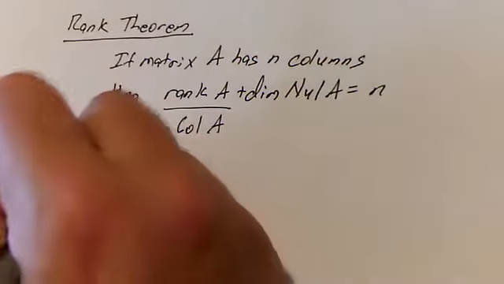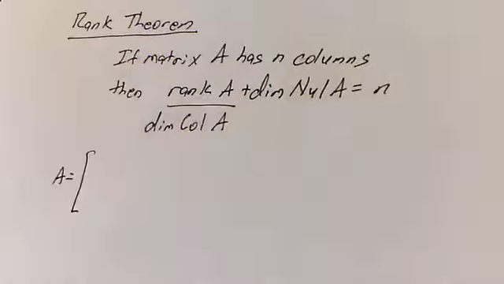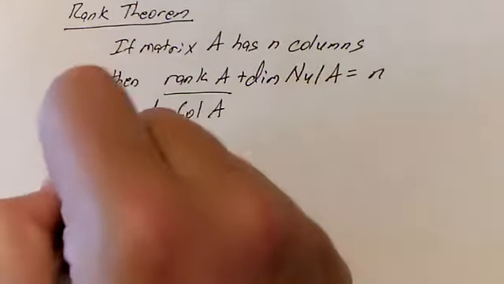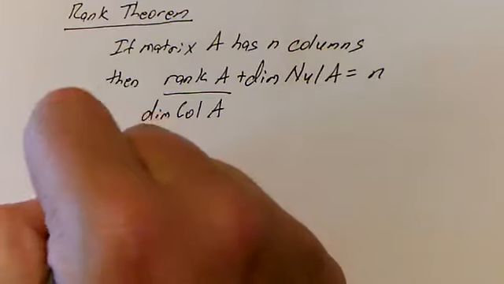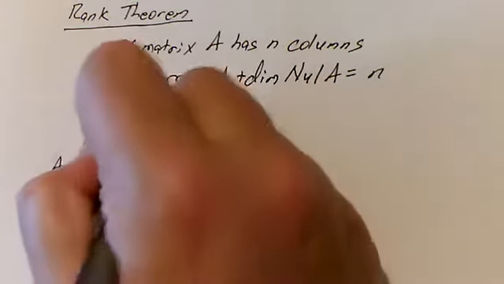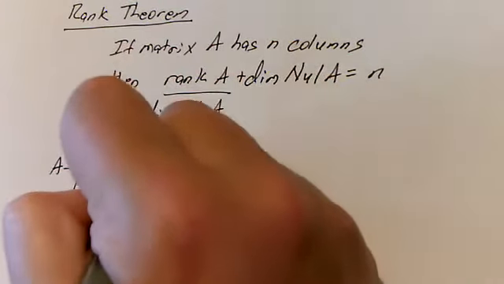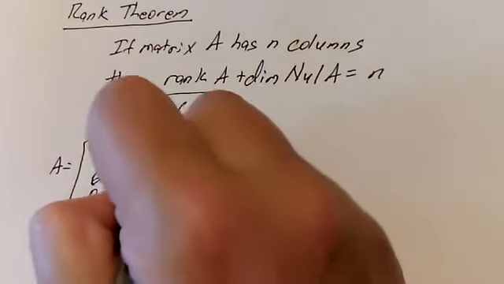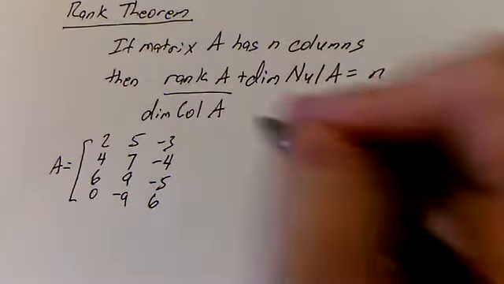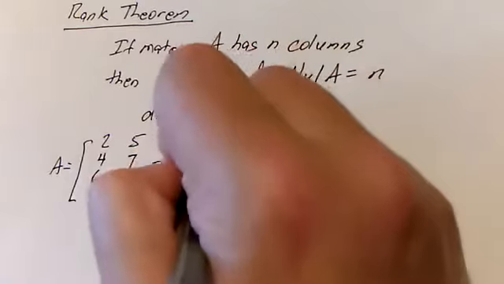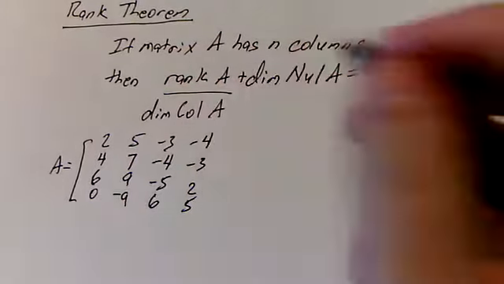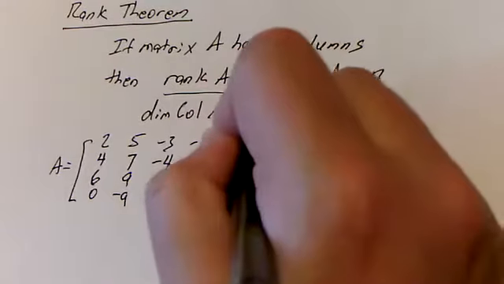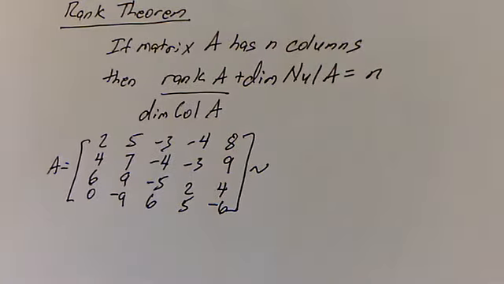So let's use that here in a matrix A. This matrix is a pretty big matrix, but I'm going to give you the tools here. The first column is 2, 4, 6, 0. Second column then is 5, 7, 9, -9. Third column is -3, -4, -5, and 6. Fourth column, -4, -3, 2, and 5. Fifth and last column, 8, 9, 4, and -6. So we've got a big, ugly matrix here to deal with.